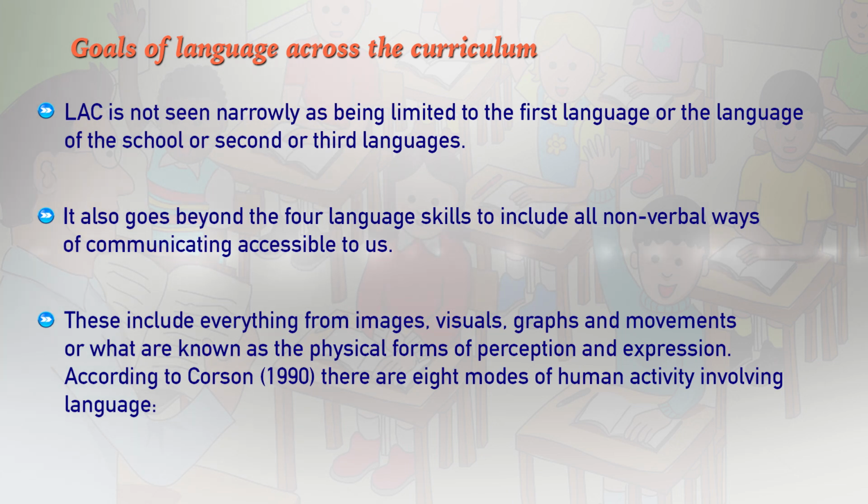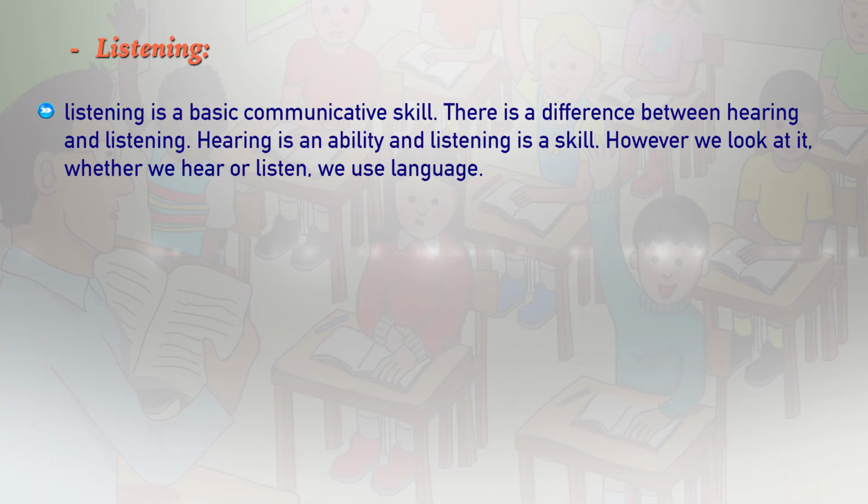According to Corson, there are eight modes of human activity involving language. First, listening. Listening is comprehending the oral inputs that we get. Listening is a basic communicative skill. There is a difference between hearing and listening. Hearing is an ability and listening is a skill. However we look at it, whether we hear or we listen, we use language.